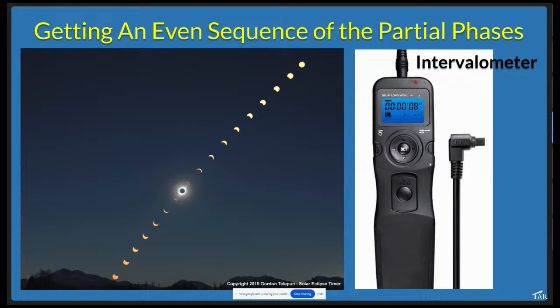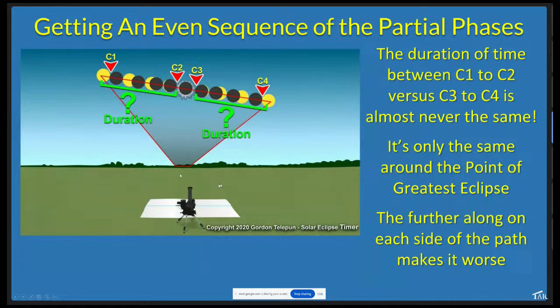And that's all fine. But have you guys ever thought about the fact that the duration between C1 and C2 is almost never the same duration as the time between C3 and C4? It's only at the point of greatest eclipse or close to the point of greatest eclipse that it can even be close. But for the most part, it's very different. And if you're further along the path, it gets very different.